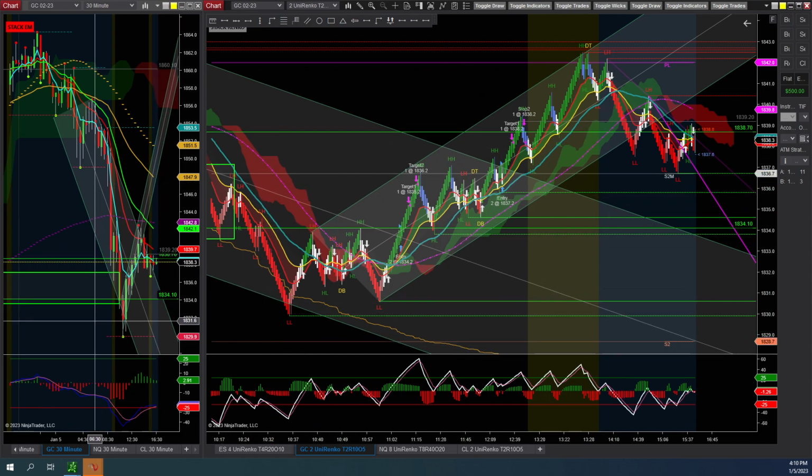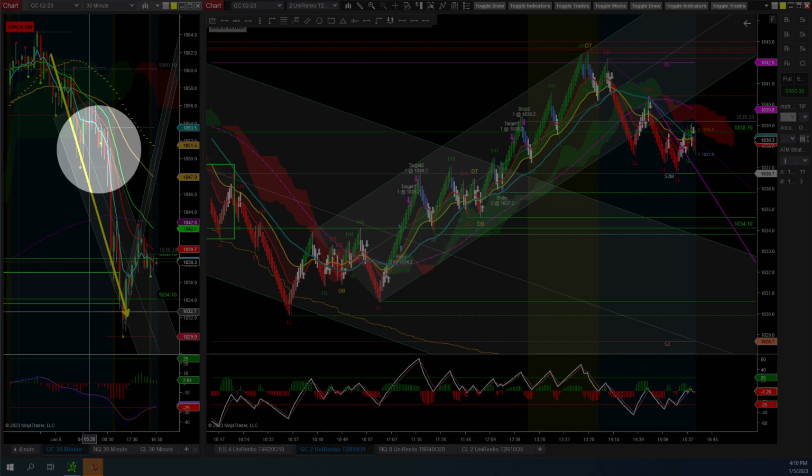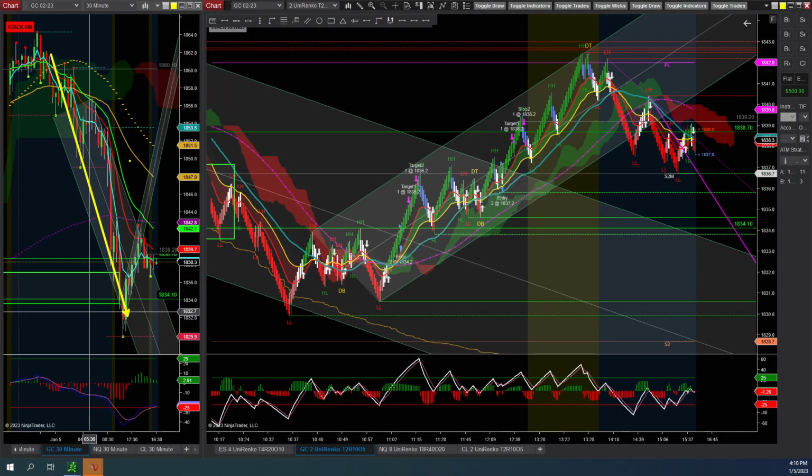So okay, let's go with gold. I was saying in the previous video that we were in a downtrend right here. If you look at this part of the chart, or the screen, you see that this one is a 30 minutes. So we were in a chop area here.